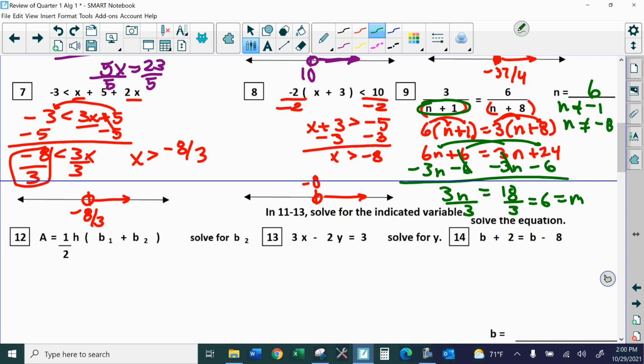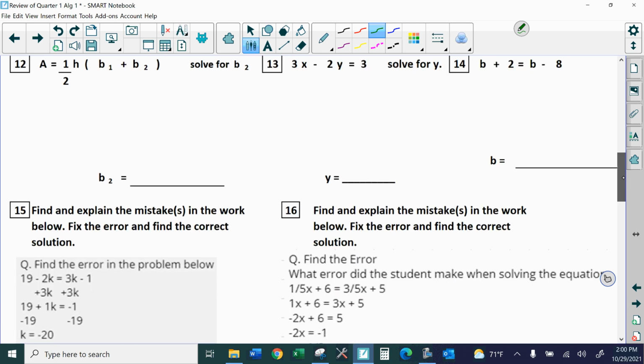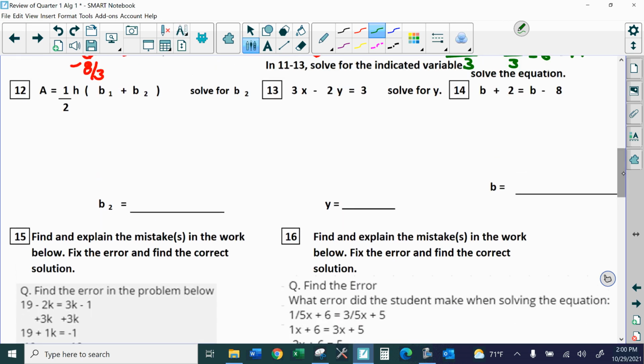All right, number 12. I'm solving for b sub 2. This is the area of a trapezoid, geometry next year.